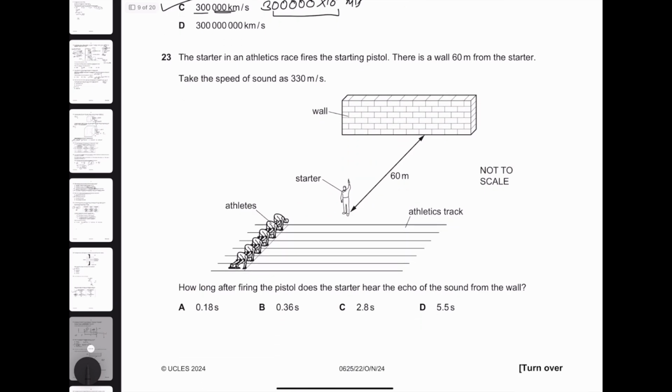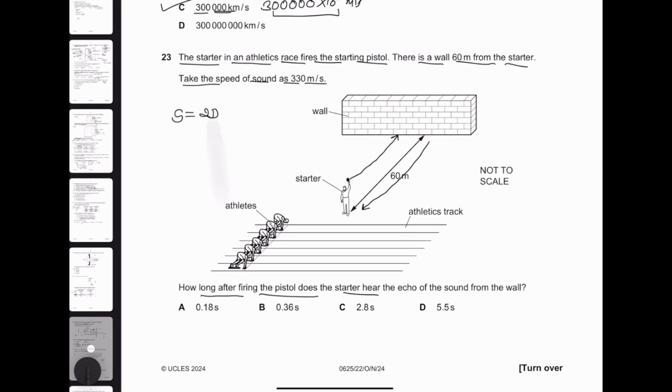Next question. The starter in an athletics race fires from the starting pistol. There is a wall 60 meters from the starter. Take the speed of sound 330. The sound will go 60 meters like this, it will get reflected and then it will be heard here. So how long will it take to hear the sound? You can apply the formula of echo directly.